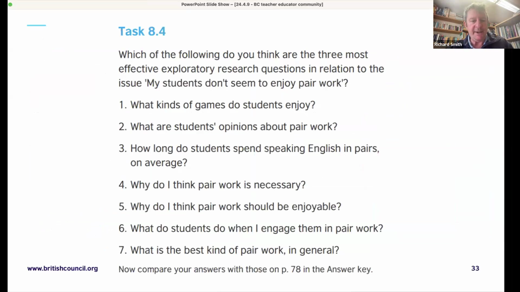We also have some tasks like this to help you as a mentor try to identify what kinds of questions are good, so-called good research questions, and which ones are not. So this teacher says, my students don't seem to enjoy pair work. And maybe what kinds of games do students enjoy is not a very good question, because that's not really related. Okay. But number two is a good question. What are students' opinions about pair work? You say they seem to enjoy it. Sounds like you're not really sure. So maybe that would be a good kind of question. And there are answers in the book for you to look at.